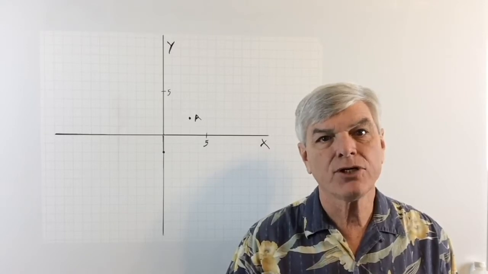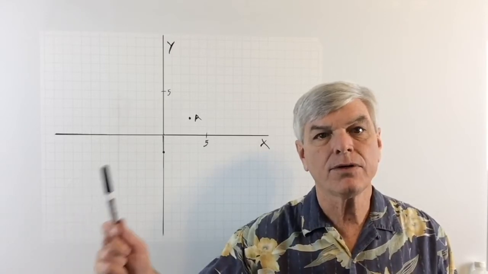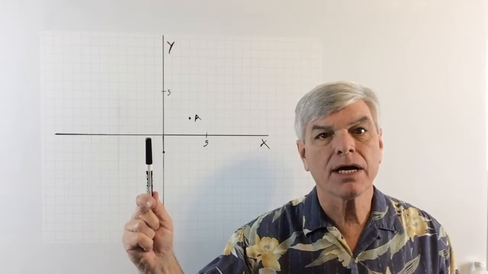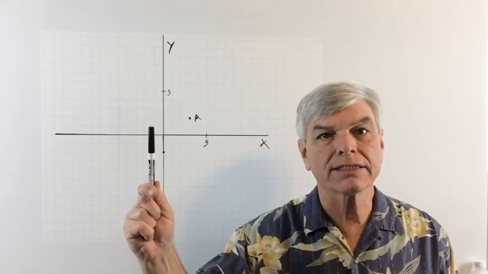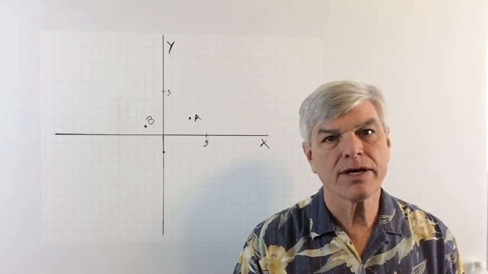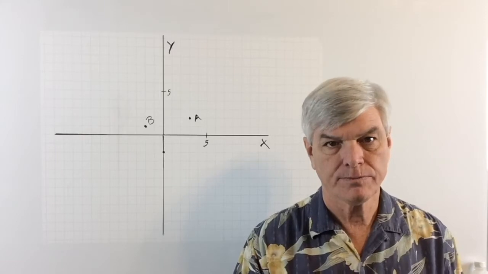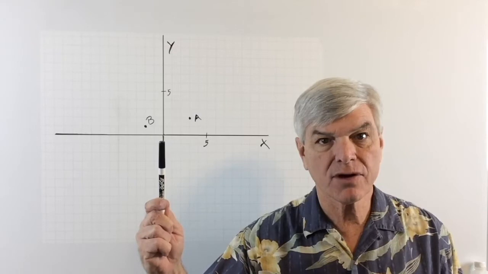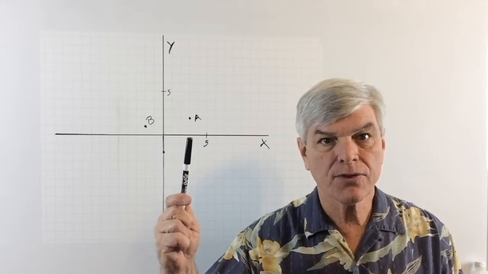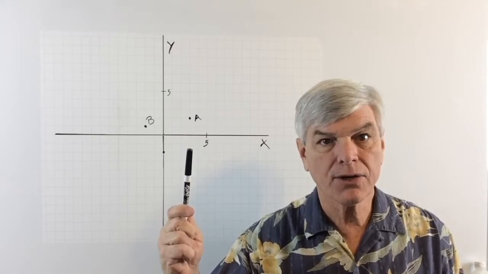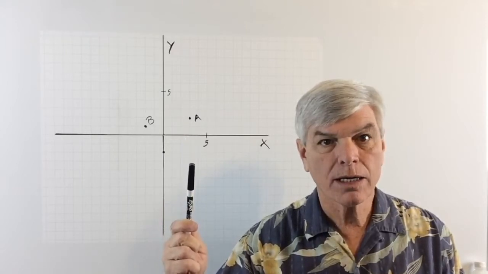Our next point is -2, 1. So on the x-axis, we're going to go -2, starting from the center, 1, 2, and we're going to go up 1 on the y-axis to about right there. And so C will be our last point. That will be 3, -4. So the 3 is x, going in a positive direction, 1, 2, 3. And -4 is down, 1, 2, 3, 4.